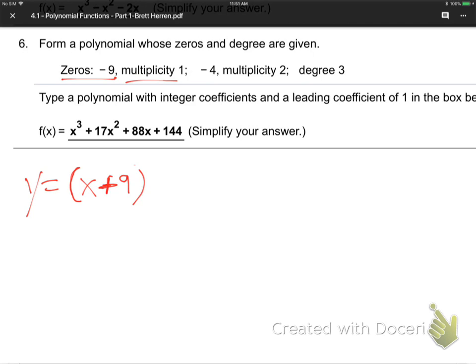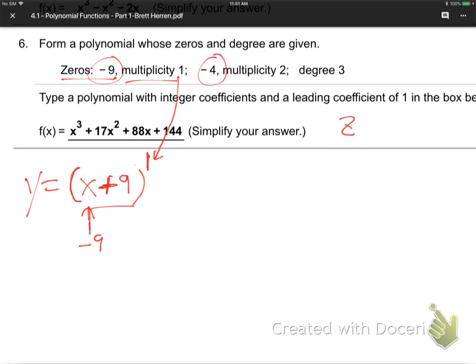Must be the case, right? Everybody seeing that? Because I know if you plug in negative 9, it makes that whole piece 0. It's a 0. Multiplicity 1, that means 1 power on those parentheses. And then, let's do the next one. This is another 0.